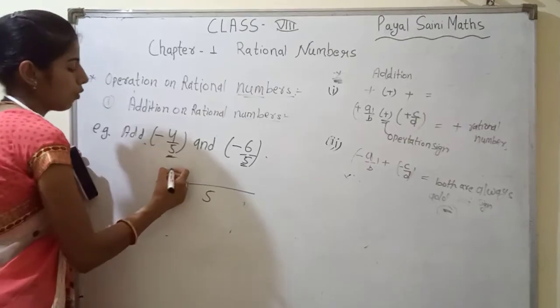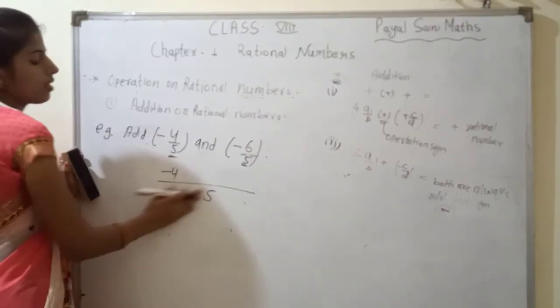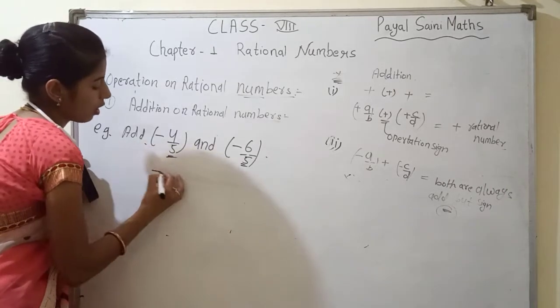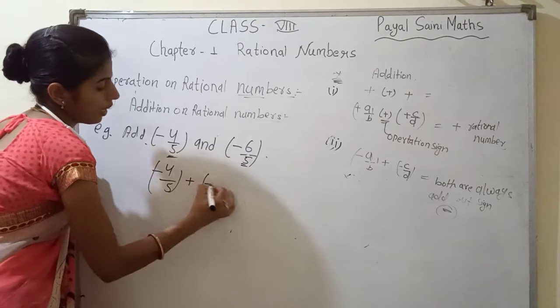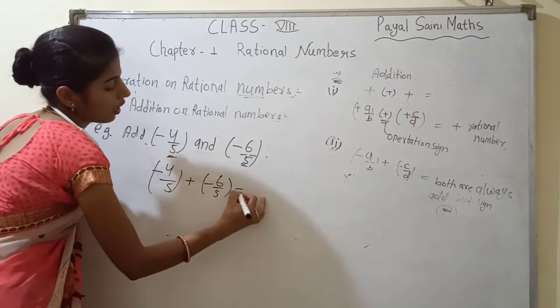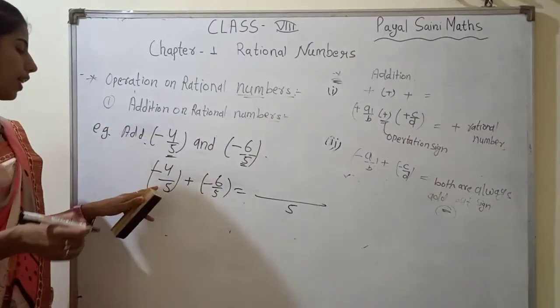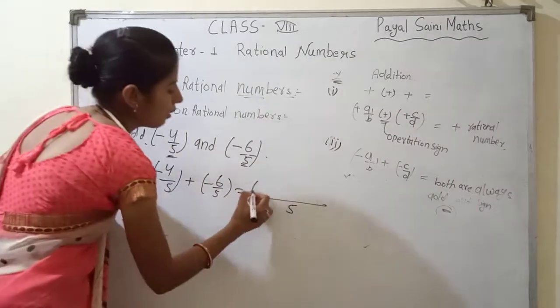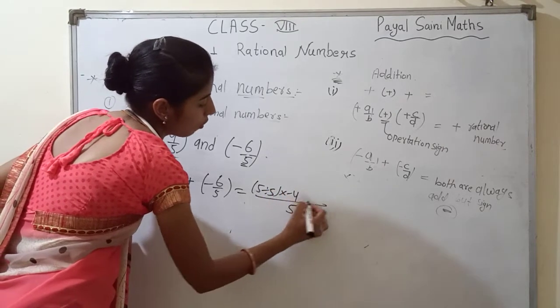Now minus 4, and look here. What is your next sign? First we write minus 4 by 5. The operation sign is plus, and then minus 6 by 5. Next step: the denominators are the same, so we write 5 directly. Next, 5 divided by 5 into minus 4.